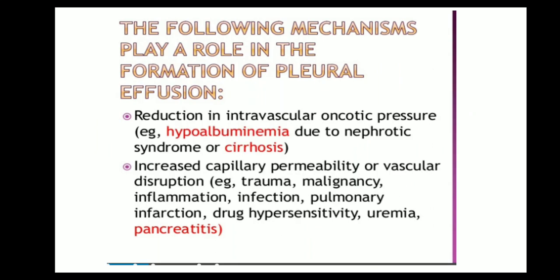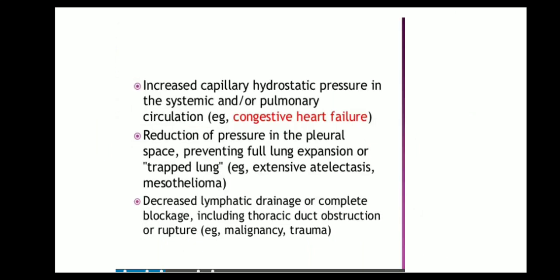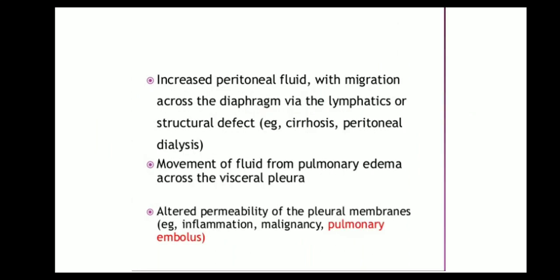So the following mechanisms play an important role in the formation of pleural effusion: reduction in the intravascular oncotic pressure, seen in hypoalbuminemia; increased capillary permeability or vascular disruption, seen in trauma and malignancy; increased capillary hydrostatic pressure in the systemic or the pulmonary circulation, as in congestive heart failure; reduction of the pressure in the pleural space, preventing full lung expansion, or trapped lung; decreased lymphatic drainage or complete blockade, including thoracic duct obstruction or rupture; increased peritoneal fluid with migration across the diaphragm via the lymphatics or a structural defect, as in cirrhosis and peritoneal dialysis; movement of fluid from pulmonary edema across the visceral pleura; and altered permeability of the pleural membranes, for example in inflammation and malignancy.